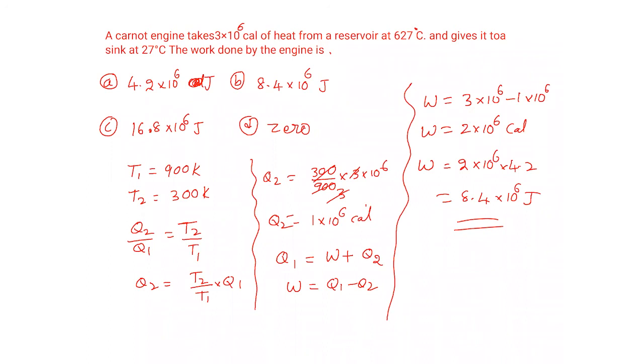Yeah. You can equate efficiency also. Yes. 1 joule is not equal to 4.2 calories. 1 calorie is equal to 4.2 joules. 1 calorie is equal to 4.2 joules.